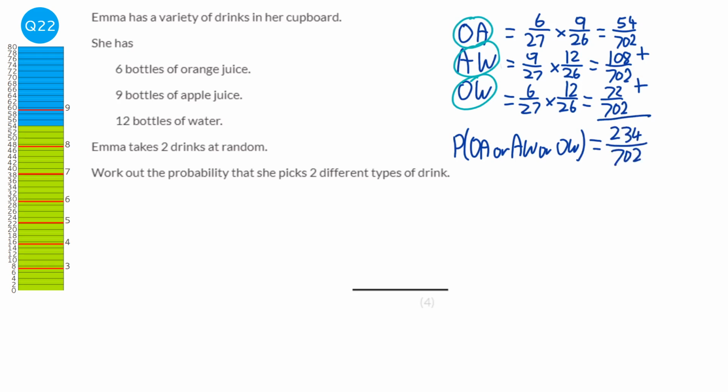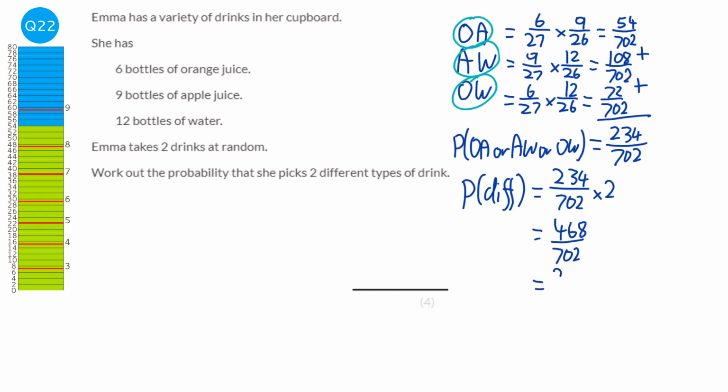Now I said we would deal with the reverse situations now. As I said, OA is going to be equal to AO, AW is equal to WA, and OW is equal to WO. So all we need to do to find the probability that the drinks are different is get the 234 over 702 and just double it. And we can do that by just doubling the numerator. So 468 over 702. That cancels down to 2/3. So there is a 2/3 chance that the drinks will be different.